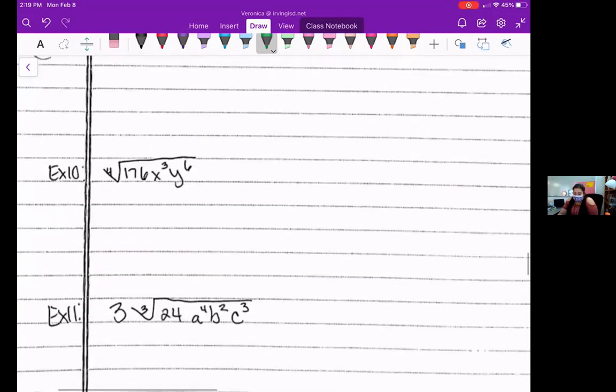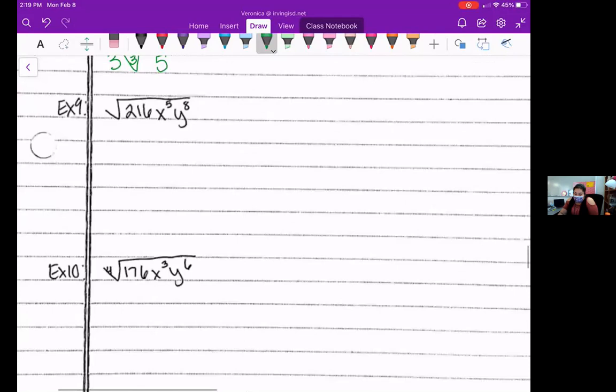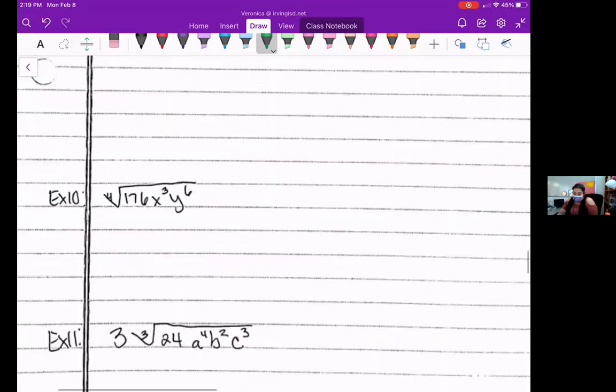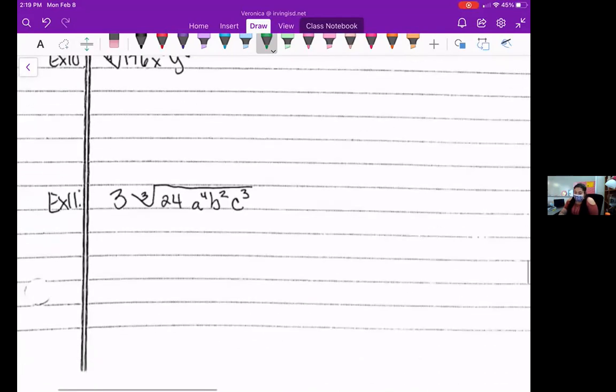Okay, so the difference between 9, 10, and 11 is basically that I have a 3 on the outside, but that doesn't matter. It's the same thing, okay? So for 9, you have a square root, so I want groups of 2. So for every group of 2, I can take that out. For 10, I want groups of 4. So for every group of 4 of the same thing, I can take that out. For 11, I have groups of 3, right? So variables to me are way easier than numbers. So we're going to do the number first, right?